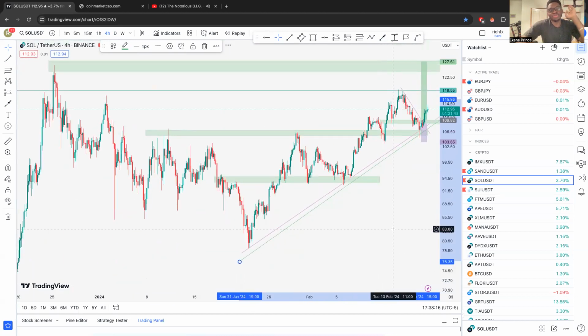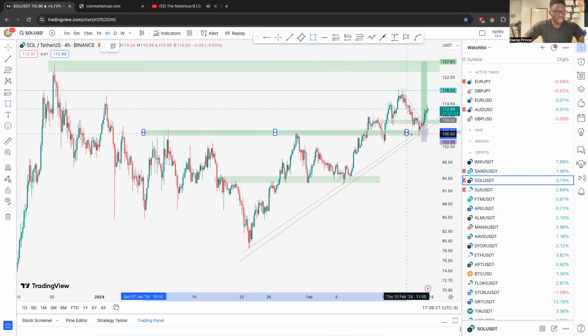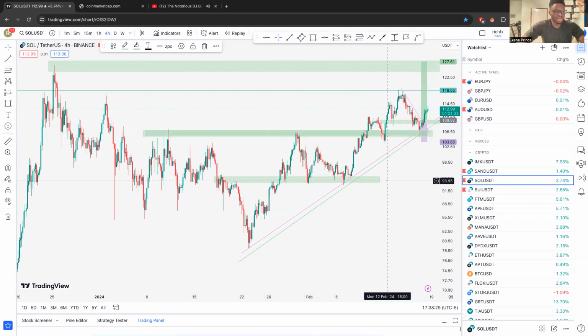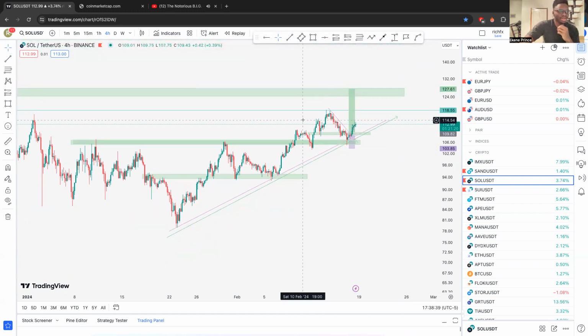Two confirmations: a break and a retest, and a bounce off the trend line. So where did it break? It broke this zone that you're seeing out here. Once it broke that zone, it came back into that zone and started retesting it and the trend line, that's where I jumped in. And my target is at this final high.